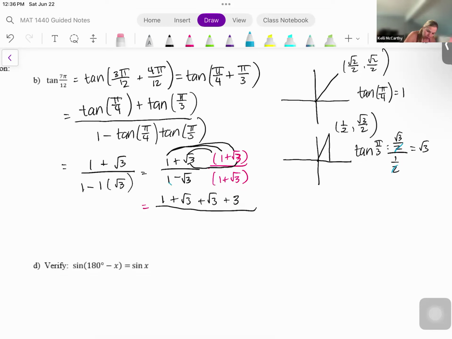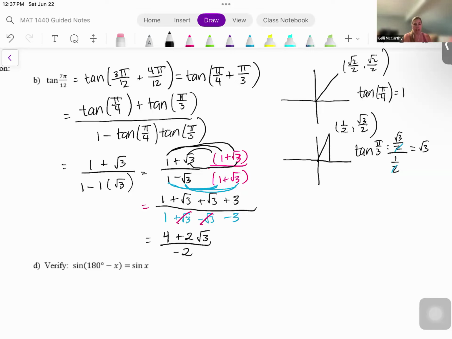In the denominator, 1 times 1 is 1. 1 times the square root of 3 is the square root of 3. Negative square root of 3 times 1 is negative square root of 3. Negative square root of 3 times the square root of 3 is minus 3. In my numerator, combining like terms, 1 plus 3 is 4, plus 2 square root of 3. And in the denominator, we can see that those middle terms cancel each other out, leaving us with 1 minus 3 or negative 2. So here we have now gotten rid of that radical in the denominator, and now we just need to simplify this fraction.